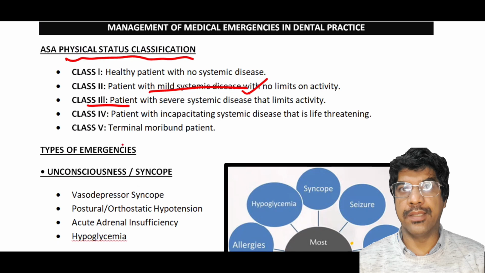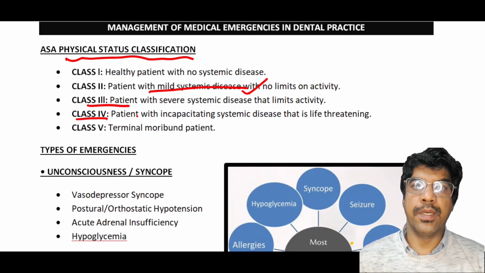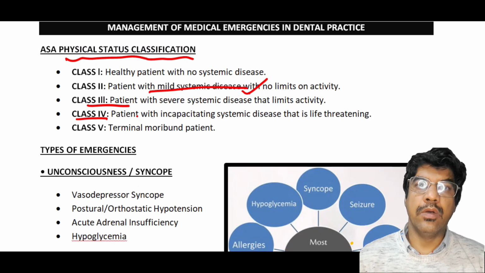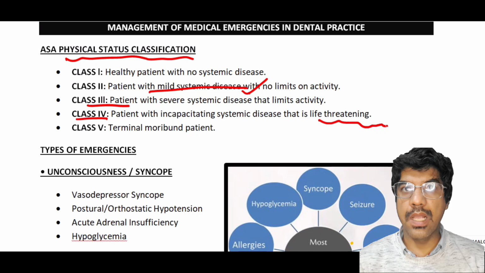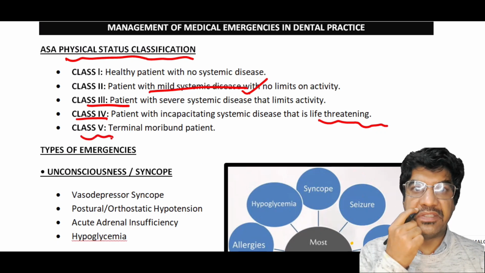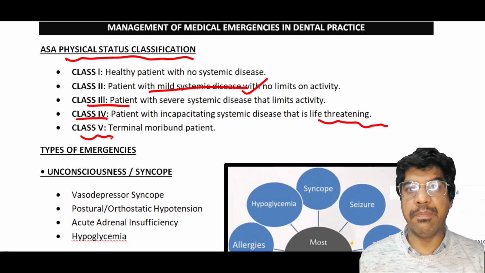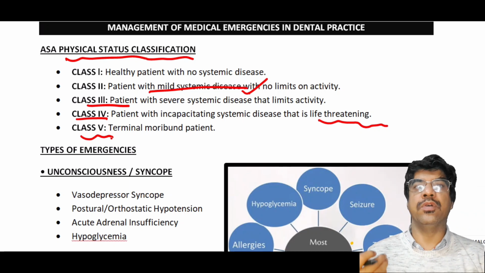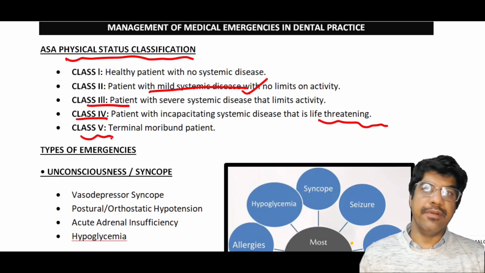And class 4 is the life threatening issues. The person has a critical health condition that affects their daily life and is potentially life threatening. And class 5, remember, is the terminal condition. So that is for someone who is in a very bad state and is not expected to survive without medical intervention.